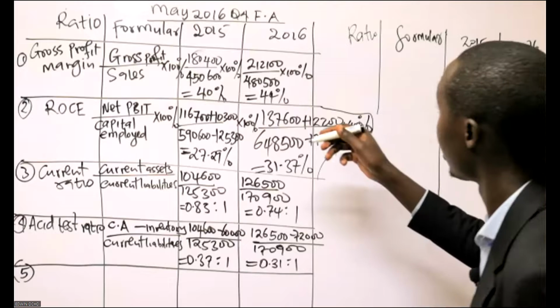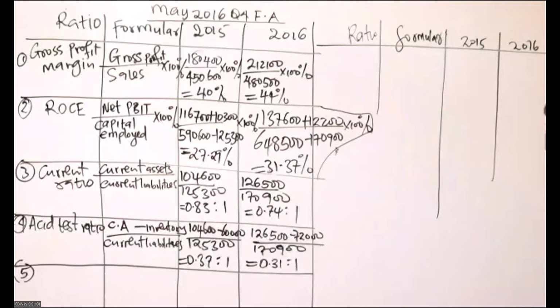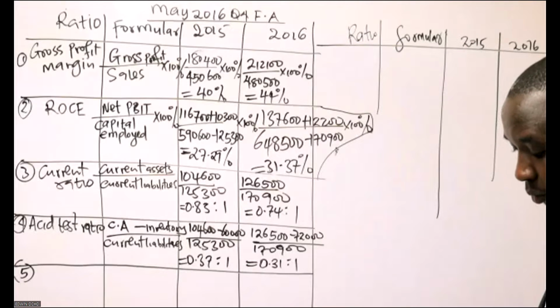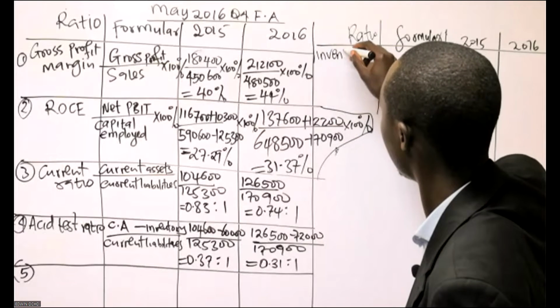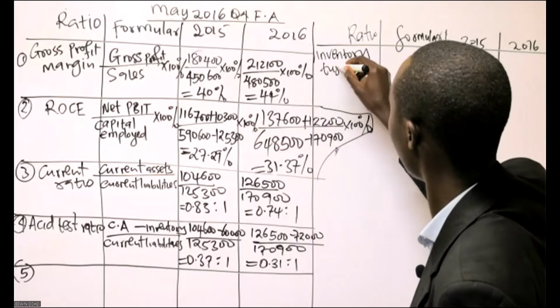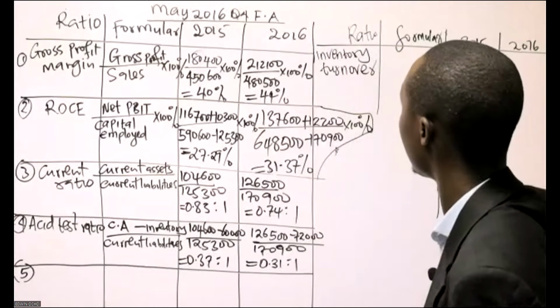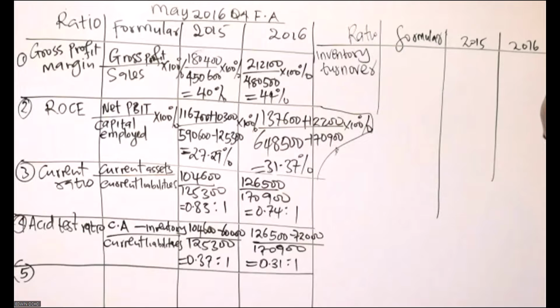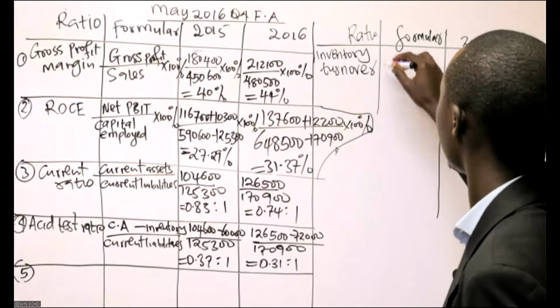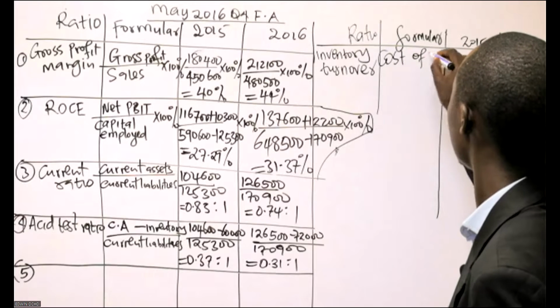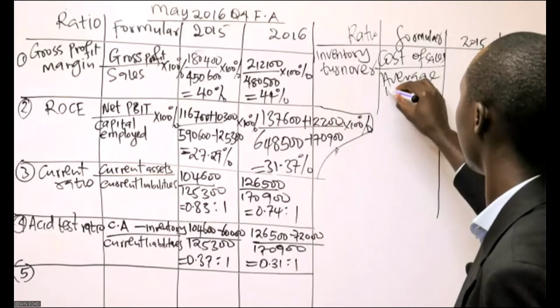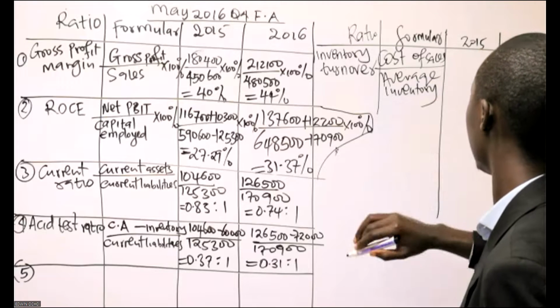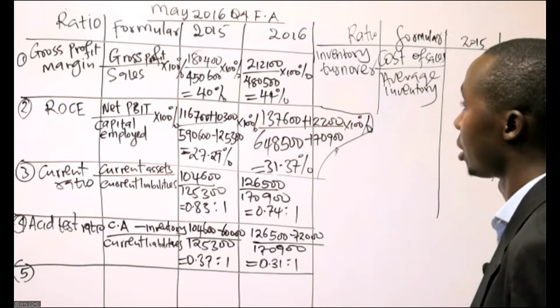So the next one, requirement number 5 after the acid test, was inventory turnover. Give me the formula for this. Cost of sales over average inventory. So meaning that, remember that we have 2 years.